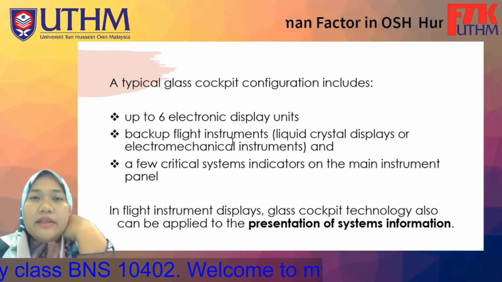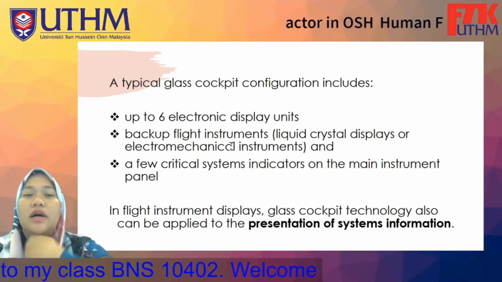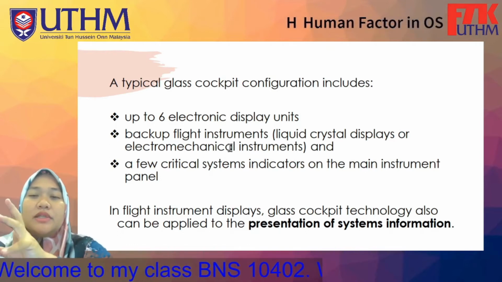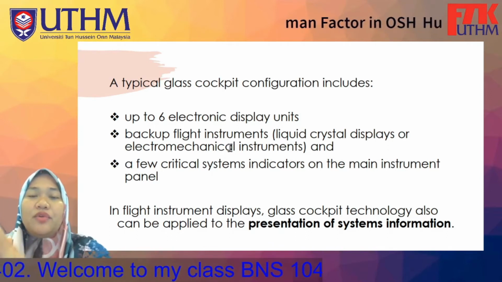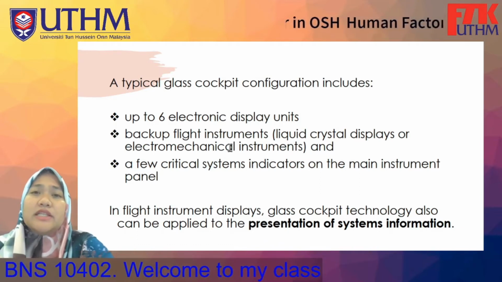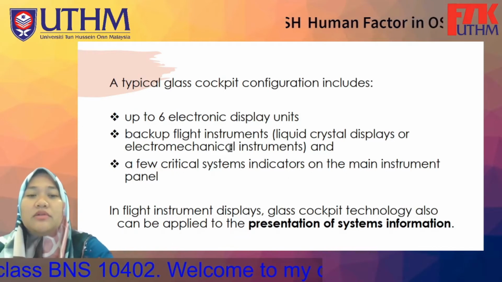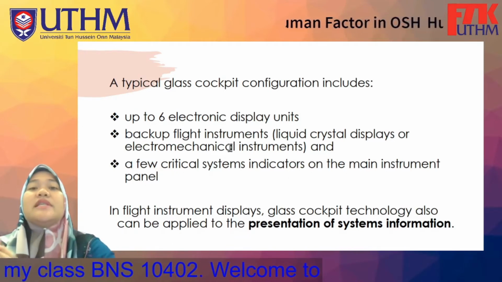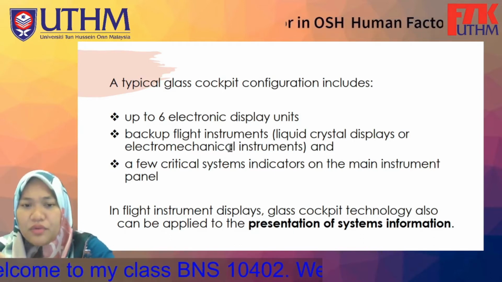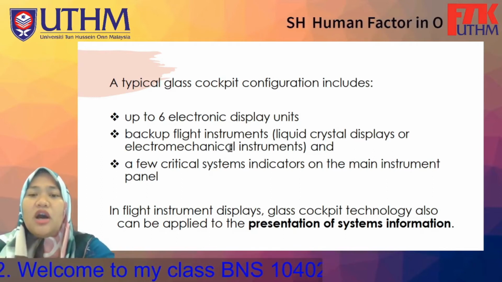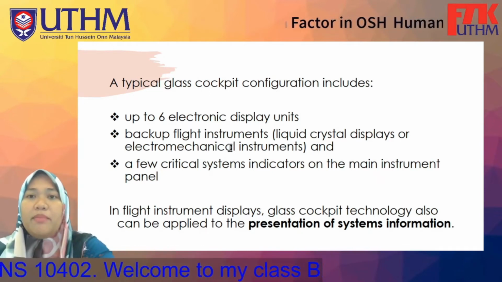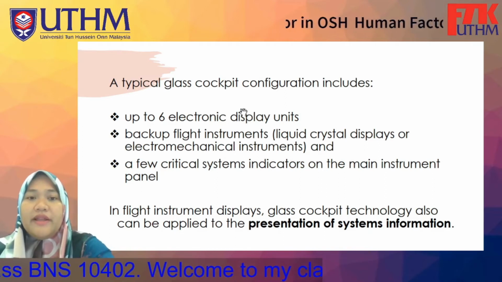A typical glass cockpit configuration includes up to 6 electronic display units, a backup flight instrument, that is a liquid crystal display or electromechanical instrument, and also a few critical system indicators on the main instrument panel. And in flight instrument display, glass cockpit technology also can be applied to the presentation of system information. So this instrument display is useful for the presentation of system information, to deliver the system information of the whole airplane during the flight.